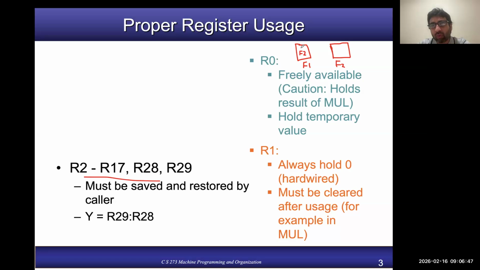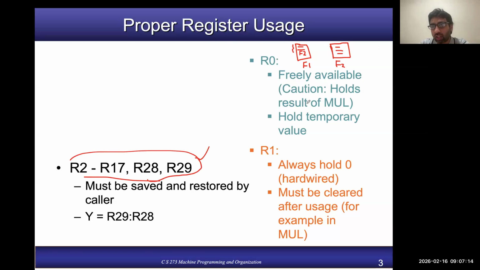It means that before making a function call in F1, here are some instructions, right? If any of these instructions is using any of these registers, R2 to R17 and R28 to R29, we need to be careful. Why? Because it is possible that you are calling F2 and F2 is maybe also using one of these registers, so it will overwrite the values of these registers, and we don't want to do that.